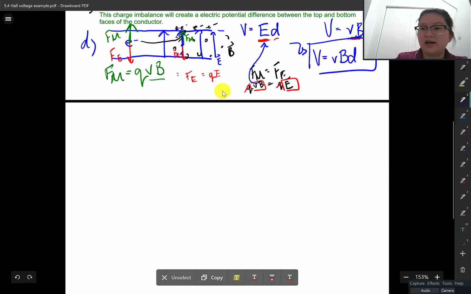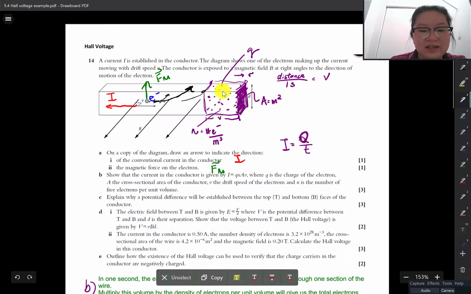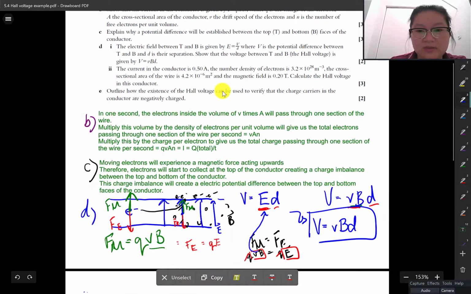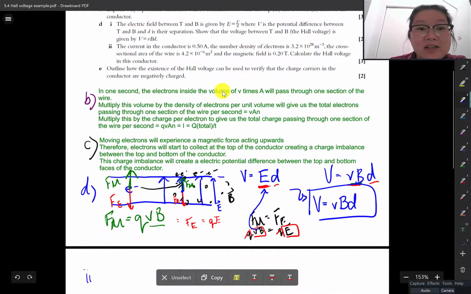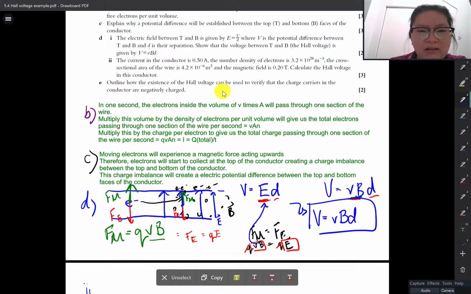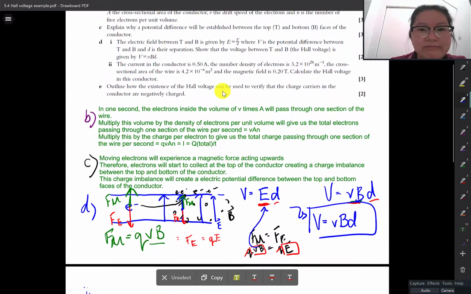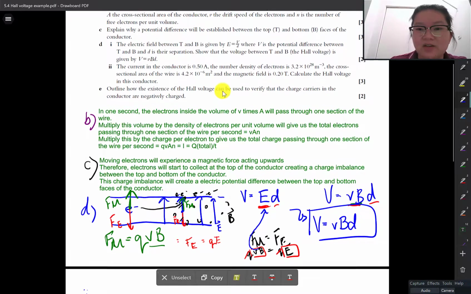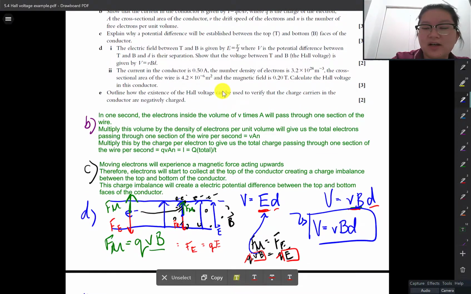All right, I think D-I is basically getting us to substitute things and help us calculate. We're given the current in the conductor, the number density of electrons, a bunch of numbers here, the cross-sectional area of the wire and the magnetic field. We want to calculate the Hall voltage.